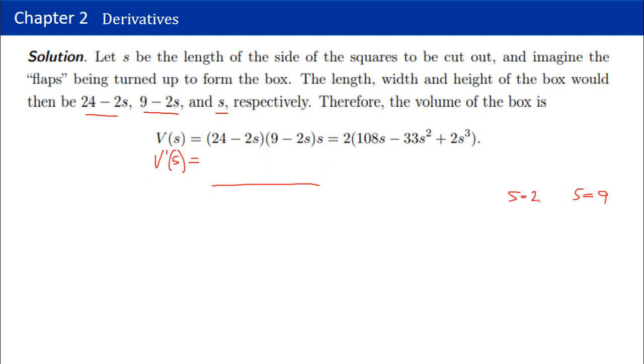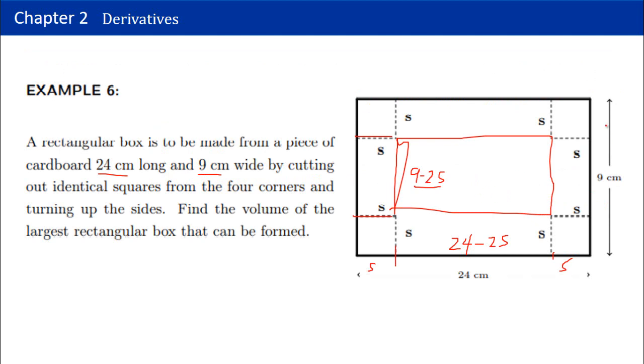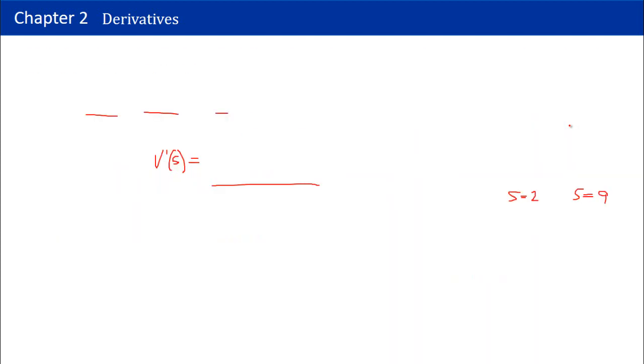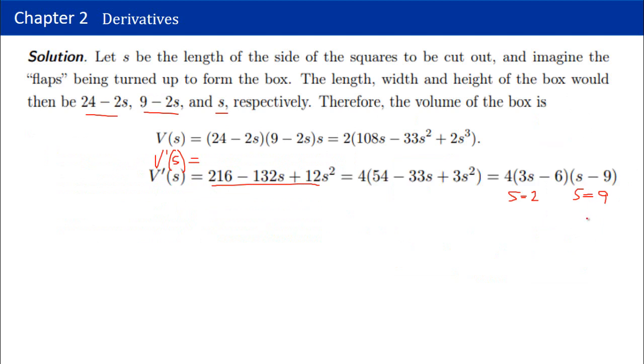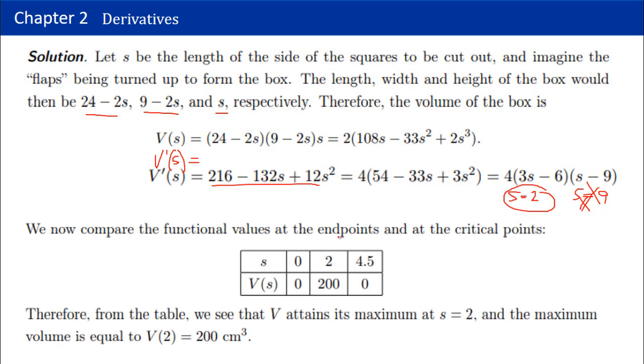Mapapansin natin dito sa ating box na ang pinakamalaking value dito ay 9. So it means yung s talaga cannot be equal to 9. Why? Because mauubos yung base niya. So therefore, yung ating s na 9 ay hindi po siya kasali. It's because yun po ang pinakamalaking side doon. And therefore, you've got s is 2.